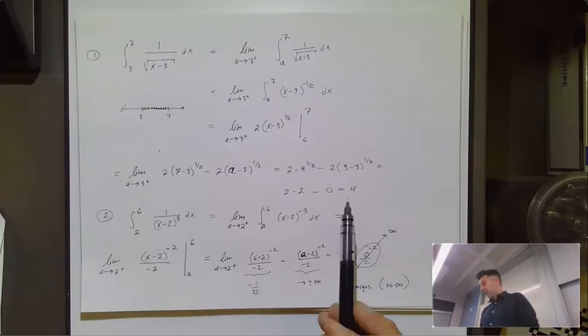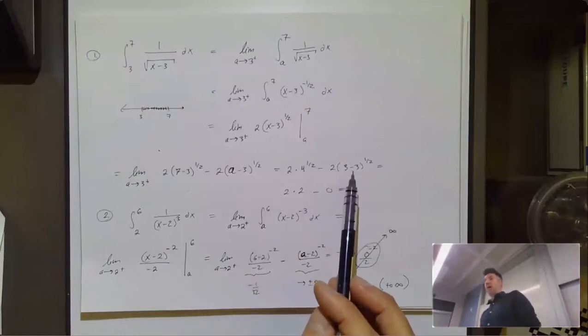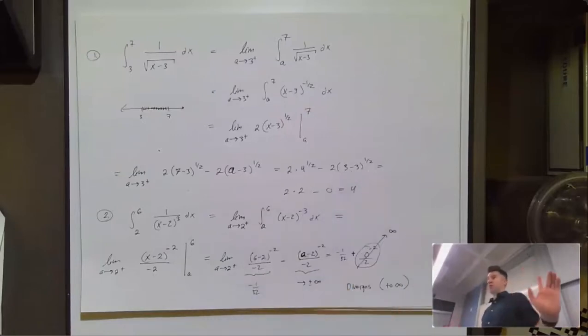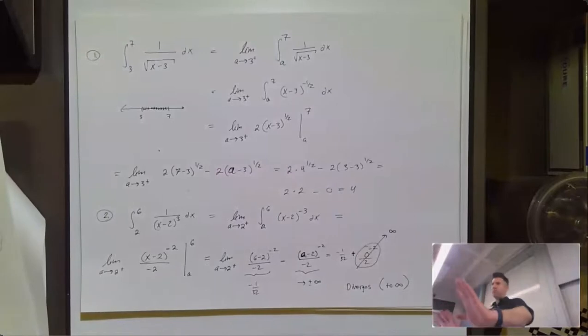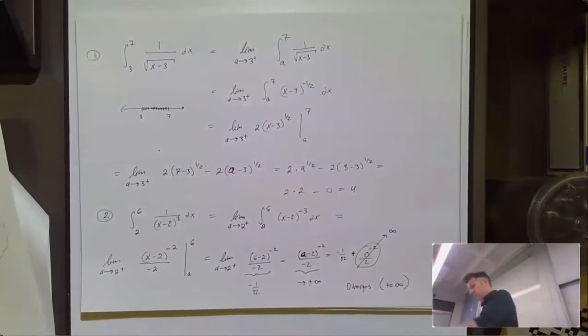That's why this one over here, when we plugged in, we got 3 minus 3 to the positive 1/2, no issue, it's 0. 2 minus 2 to the negative 2, that's an issue, we get undefined. That good? Cool, okay. Let's look at a couple more.